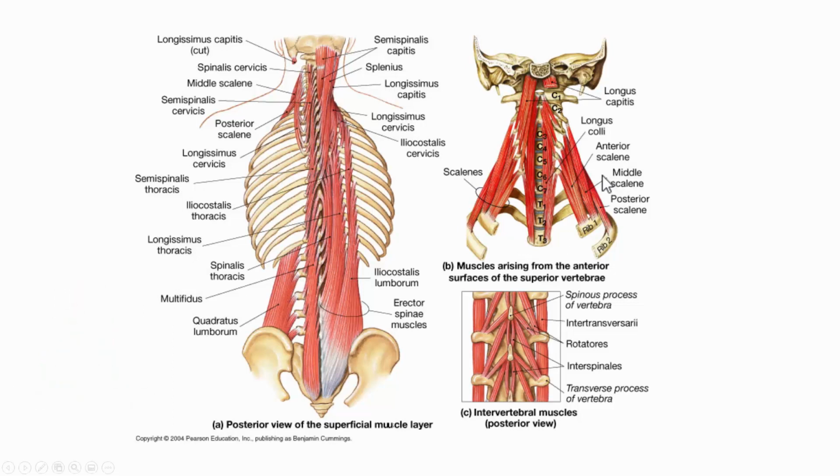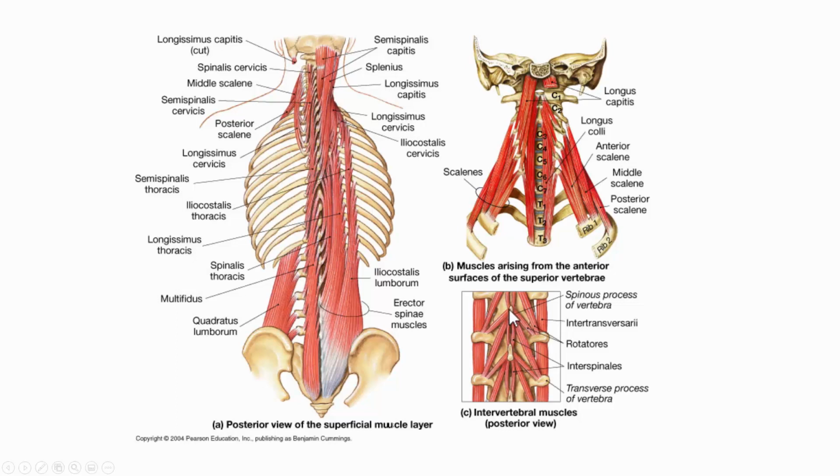And the scalenes, we're going to talk about those a little bit later when we talk about respiratory muscles. And down here, these are tiny muscles, very, very small. They're not going to create a lot of movement, but they're going to help isolate some of that movement and help the larger muscles as they move the spine.